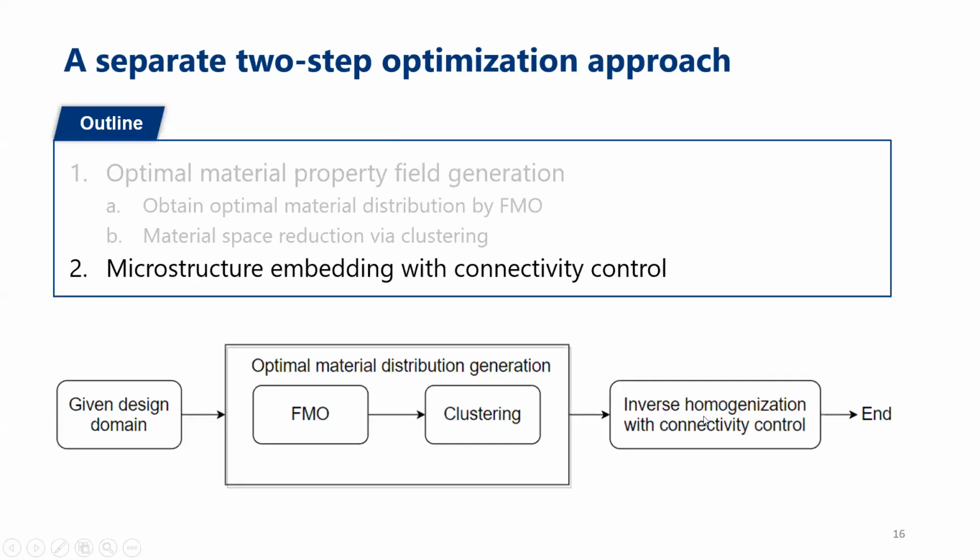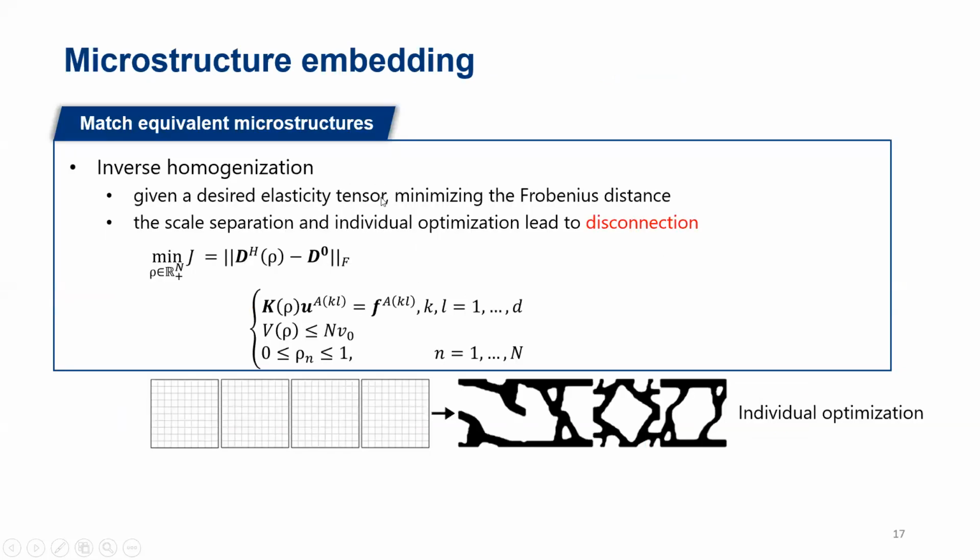Once the distribution of the optimal material properties is generated, we next embed the equivalent microstructures. Given a desired elastic tensor, the inverse homogenization is used to find the equivalent microstructure. The objective is minimizing the Frobenius distance of the homogenized and the desired elastic tensors. At the scale separation of the homogenization and the individual optimization of each group, two adjacent different types of microstructures are not necessarily smoothly connected.